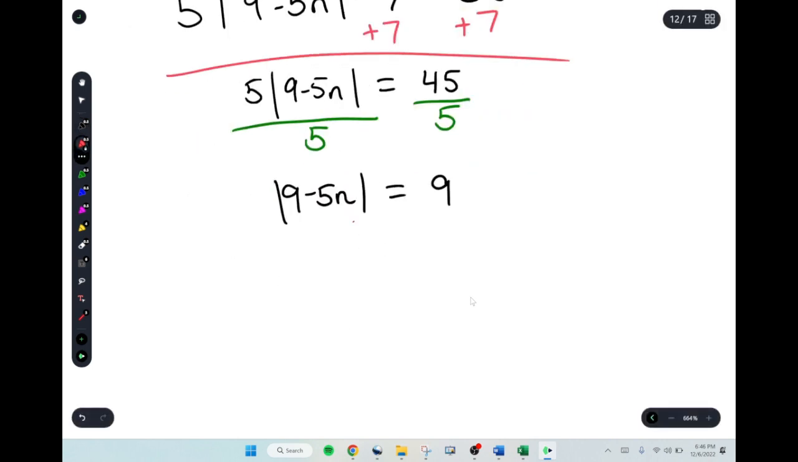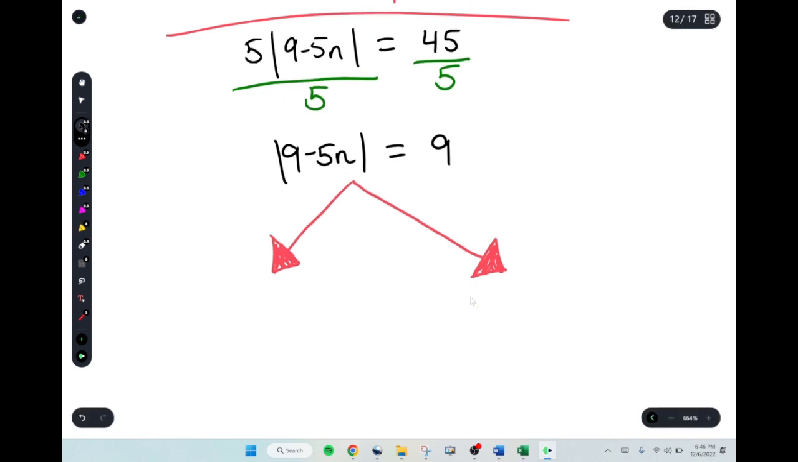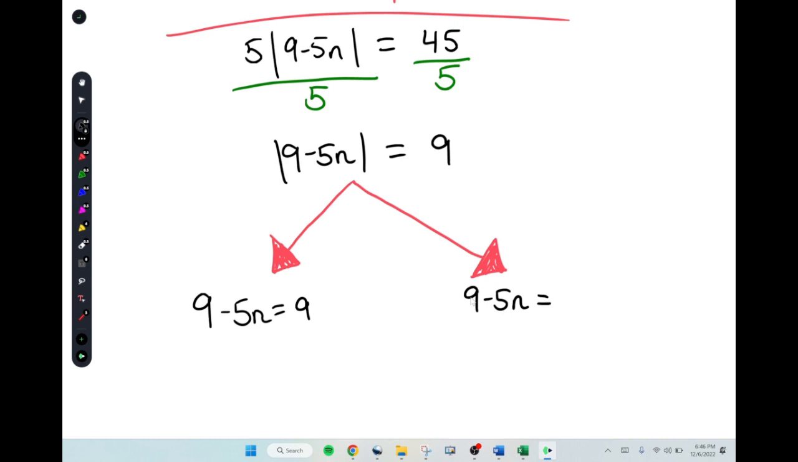And here's what we're going to do. We are going to make it 2 problems. Once you get absolute value by itself, make it 2 problems. Ready for this? 9 minus 5n equals 9. But also, 9 minus 5n equals, what do you think? Negative 9. That's it. That's the whole step.